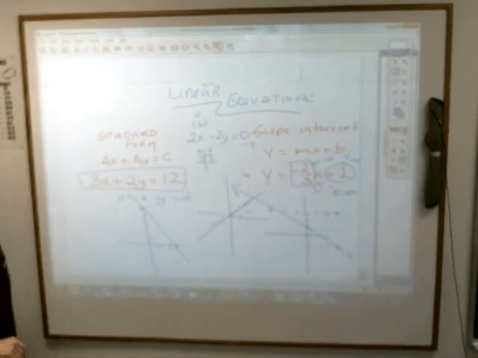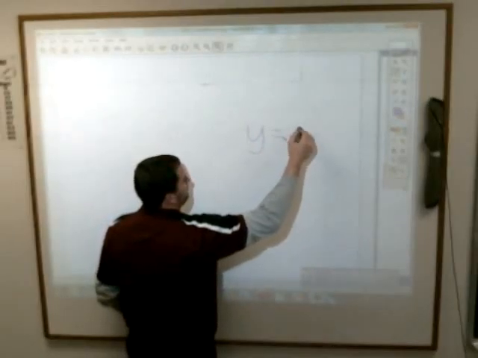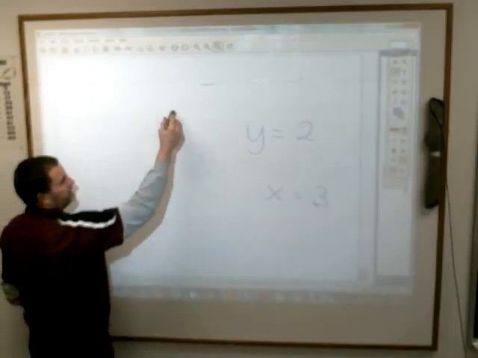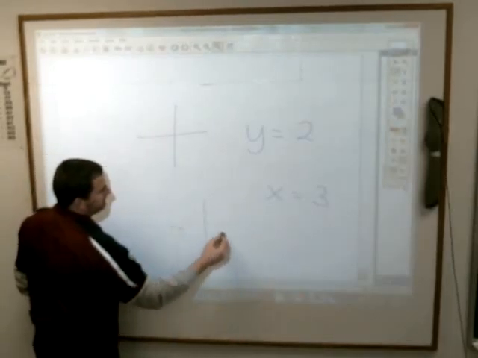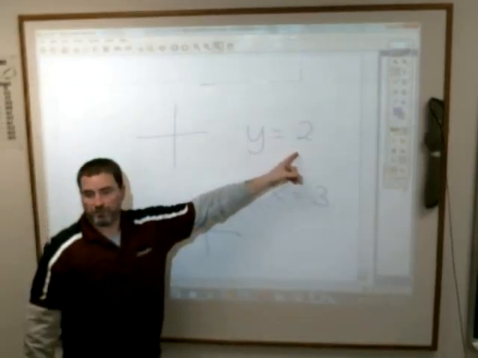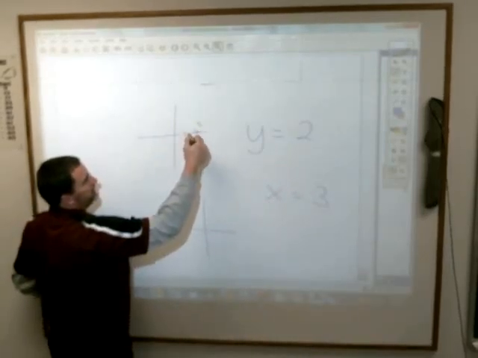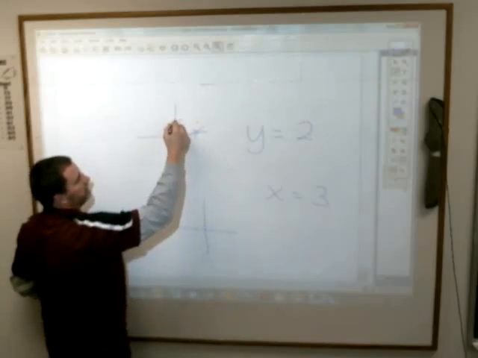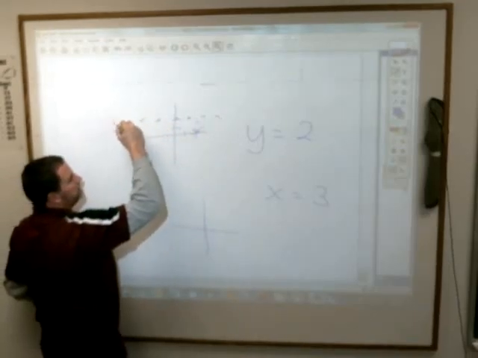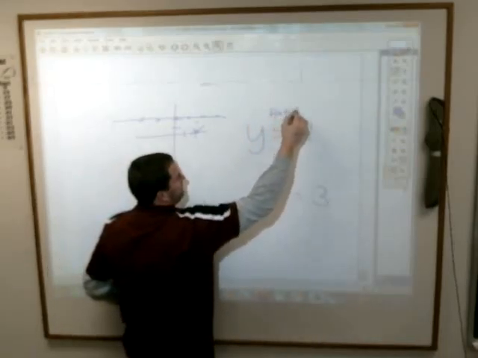The only special cases are these. Same piece of paper. What if you get y equals 2 or x equals 3? What are the graphs of those? Well, the only thing you have to think about is this. No matter what x is, y is always going to be 2. So where is y always 2? Right here, right here, right here, right here. Y is always 2. If it's a y equation, it's going to be a horizontal line.